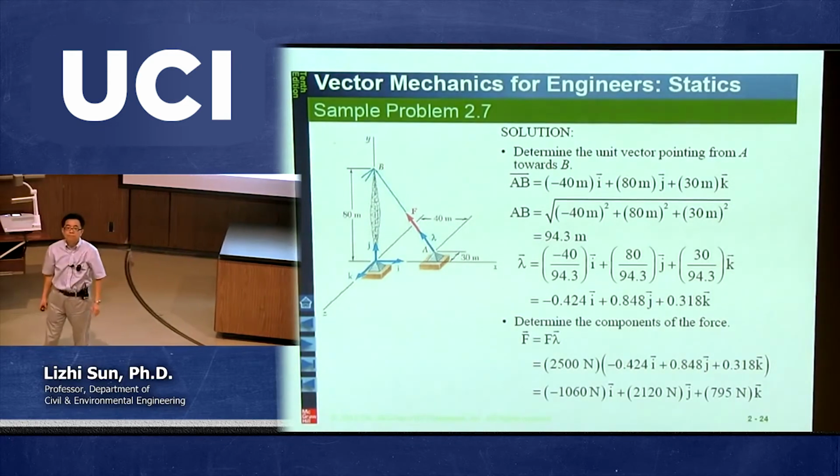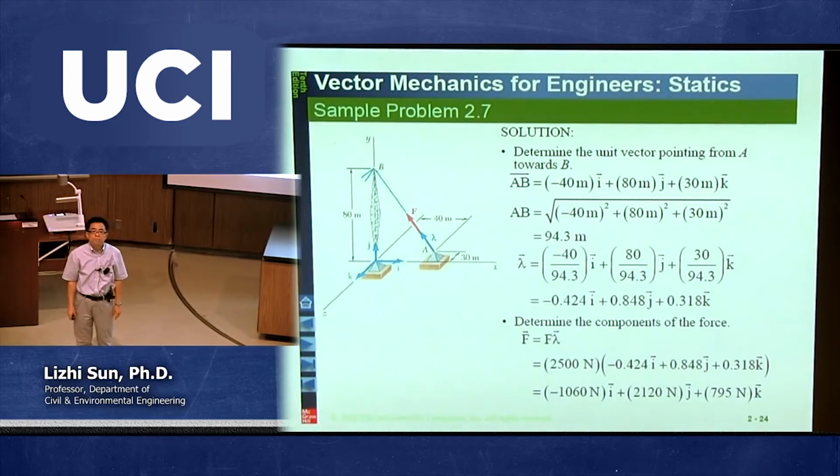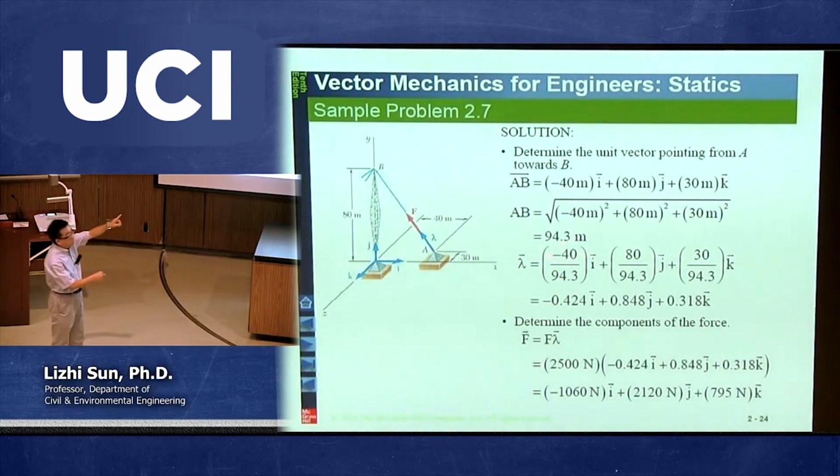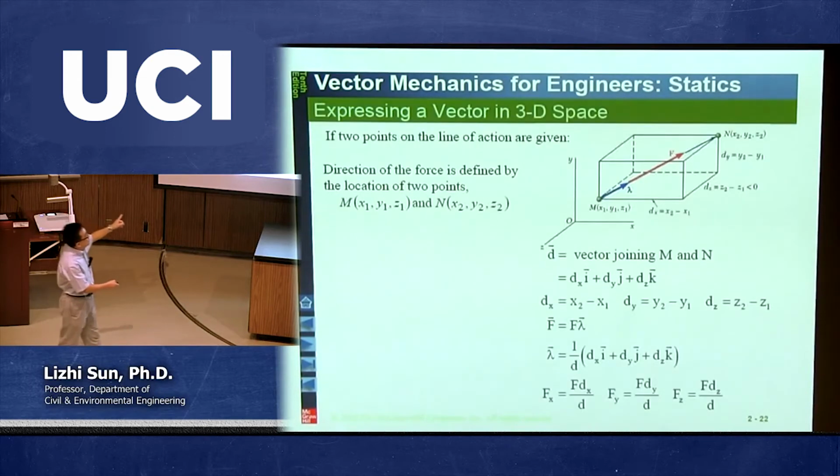Yes? Why is it negative 40 for that? Negative 40. Okay, by definition, this is called dx. Okay? So going back to look at this equation, this is the definition of dx, right? So it's x2 subtract x1.